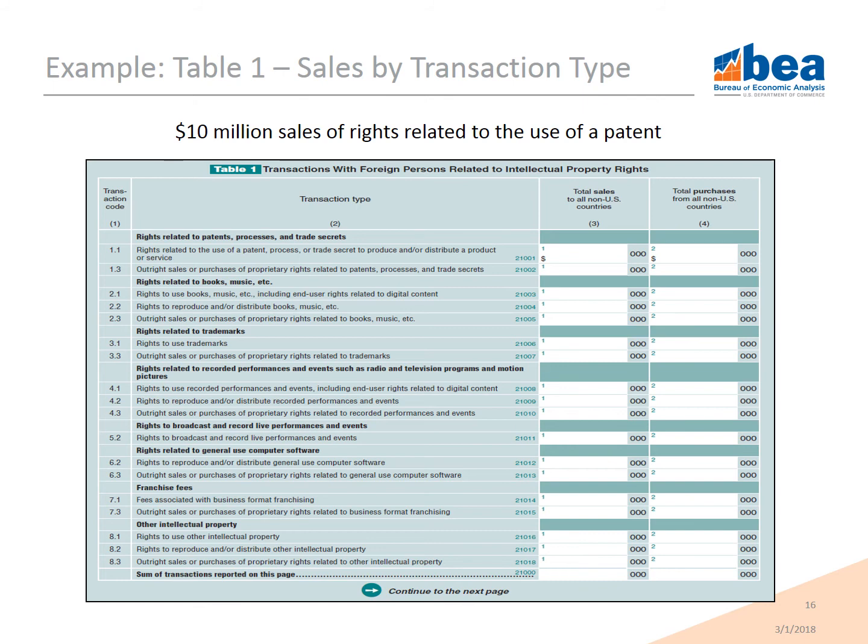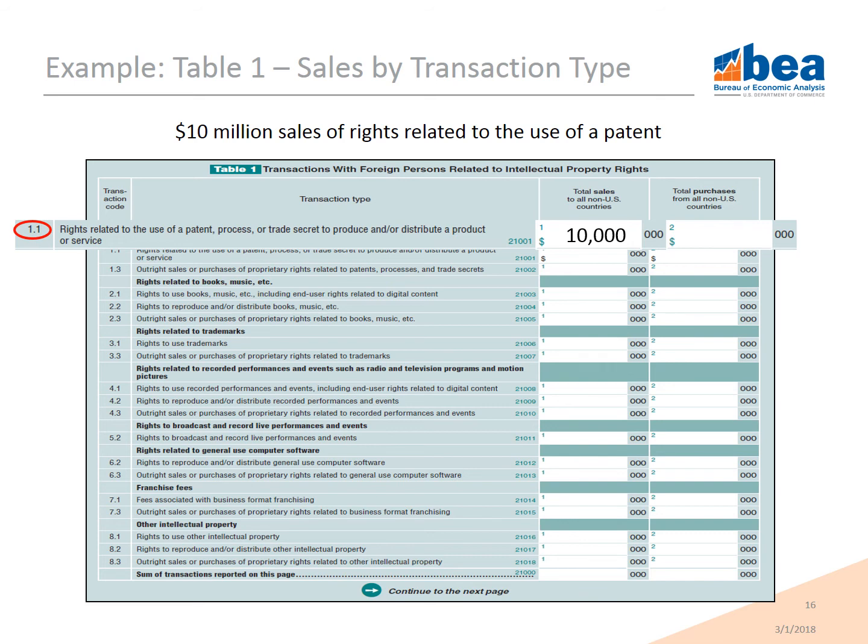Consider a respondent that had $10 million in sales to foreign persons for the right to use a patent, process, or trade secret to produce and/or distribute a product or service. This transaction type is listed on Table 1 on page 6. The transaction code that corresponds to this transaction type, 1.1, is listed in column 1 of the table.